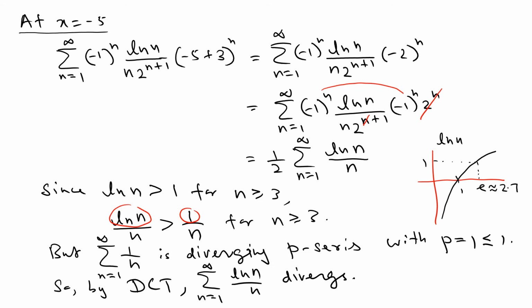Now we do the same thing with the other endpoint. So let's look at the other endpoint, at x equal to negative 1. Let's calculate the same thing there.